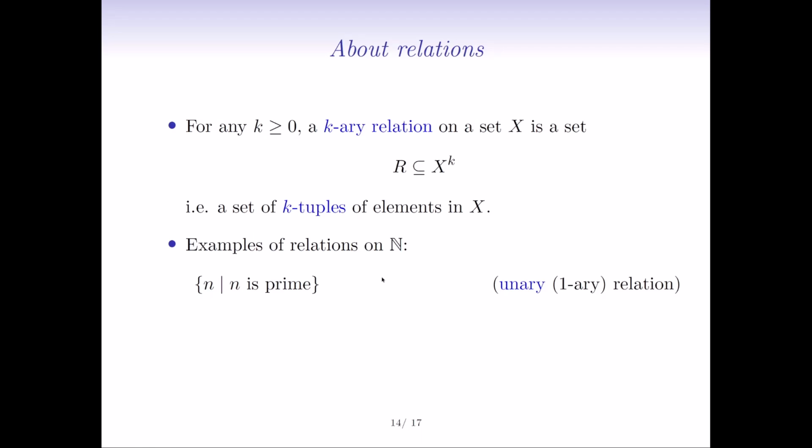So here are some examples of relations on the natural numbers, which remember I'm writing blackboard style, N. So first of all, the set of all natural numbers n such that n is prime. Now that's an example of a one-ary or unary relation on N, because it is a subset of N to the power 1, which is just N.